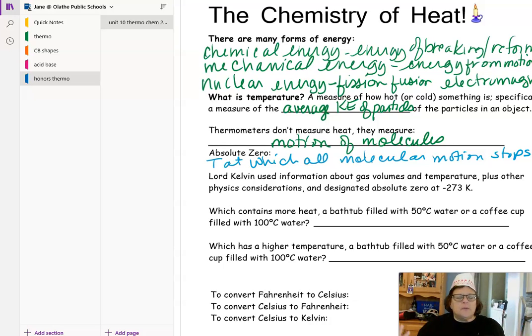Kelvin used information about gases. We're going to do gases next. Basically, he knew that as a gas's volume gets smaller, the temperature will go down, or as temperature goes down, the volume gets smaller. There's a direct relationship there. And he was able to extrapolate how that temperature was changing as the volume changed and came up with Kelvin.